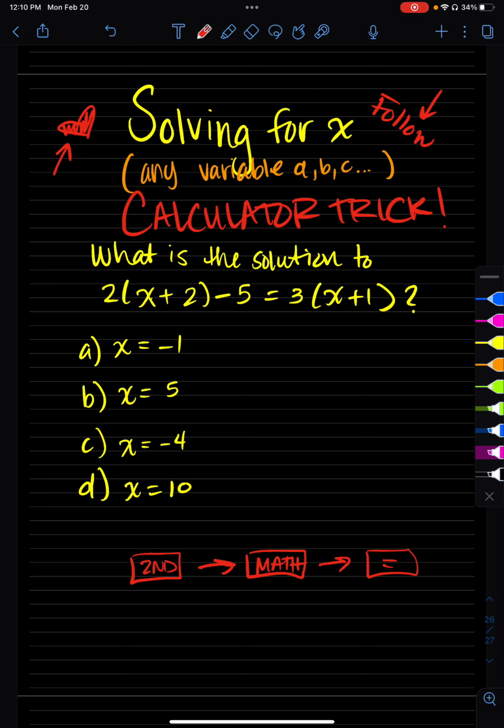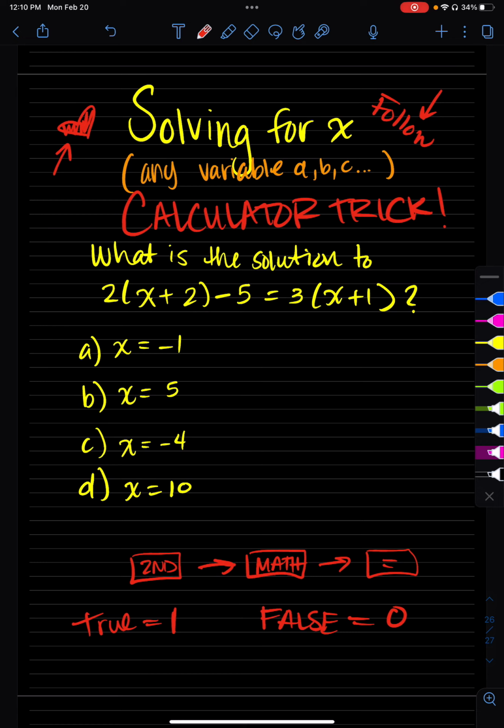The last thing you must know is that when I type my equation into the calculator, if I get a true statement, which means it makes sense, that is equal to 1. If I get a false statement, stay with me, guys, that equals 0. True means yes, it's correct. 0 means it's not correct.